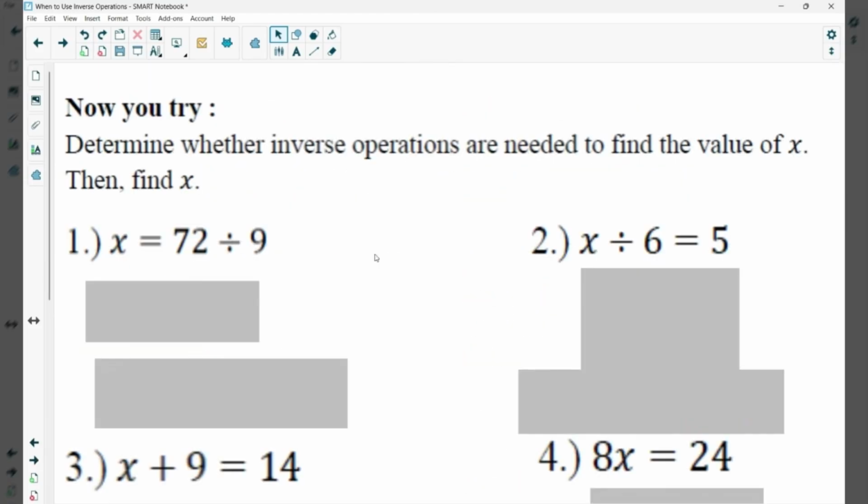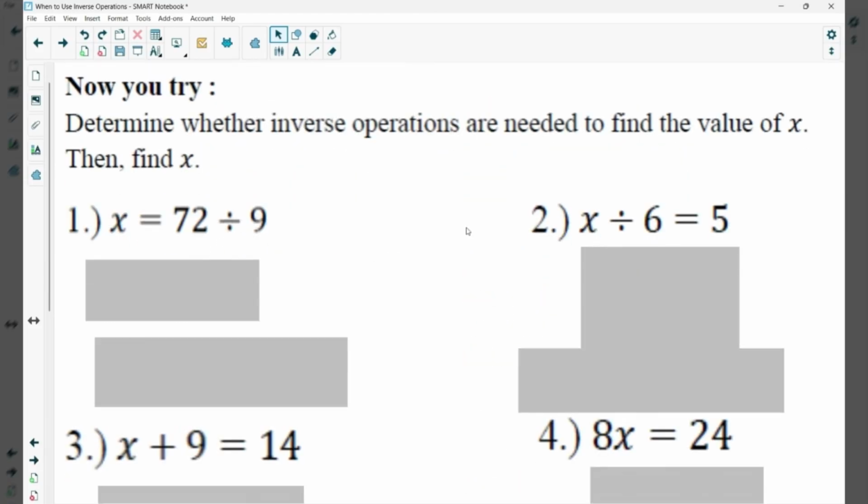Now, as we work through some of these examples that I ask you to try, if you want to work ahead, that's fine. Just make sure you're checking your solutions and following along with the video to make sure you truly understand how to find the value of x. So our directions say for these problems to determine whether inverse operations are needed to find the value of x, then find x. Let's look at example 1.